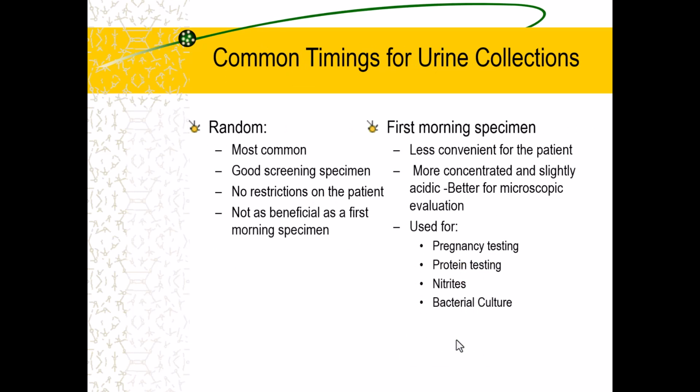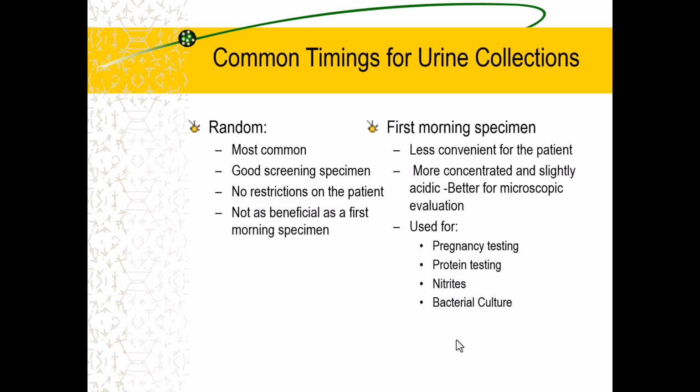Timings, random is going to be our most common. You go to the doctor's office at 9 in the morning, 11 in the morning, 3 in the afternoon. Whatever time of day it is, you go to the doctor's office, that's when you're going to get your collection done. For most things, it's good. There's no restrictions. It's a good screening specimen, but it's not the best for certain things because it's not going to be the most concentrated.